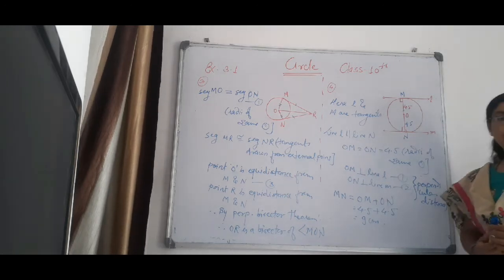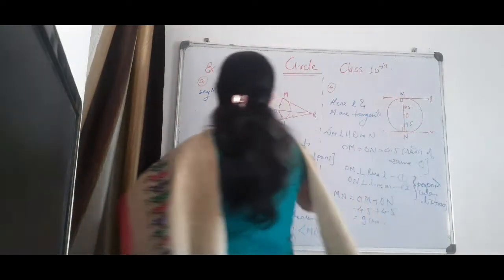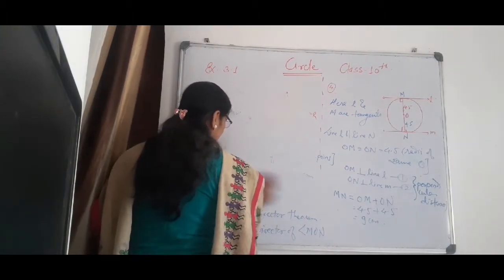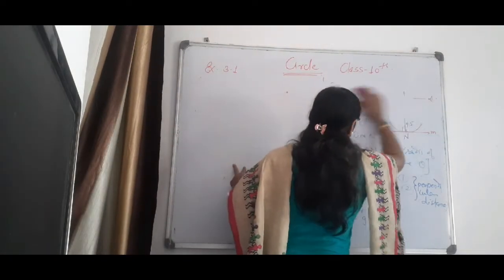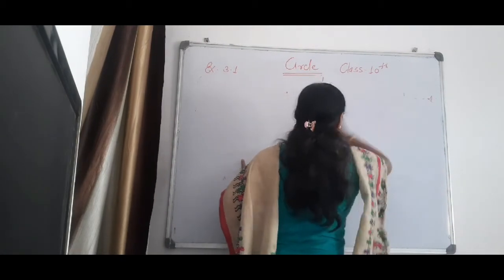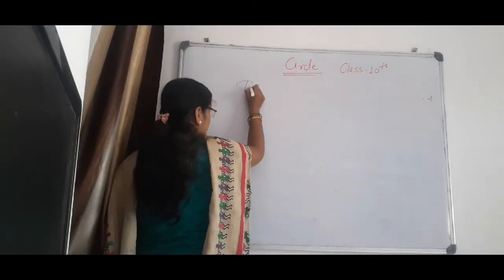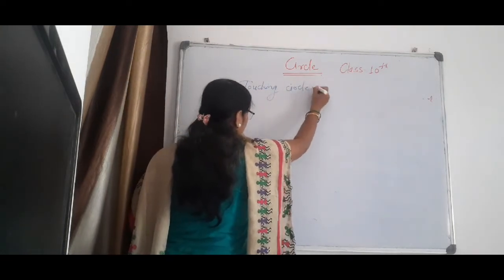Now let's start the next topic, that is touching circles. What is the next topic? Touching circles. Now there are 2 types of circles, externally touching circles and internally touching circles. Now let's see the properties of these 2 circles.